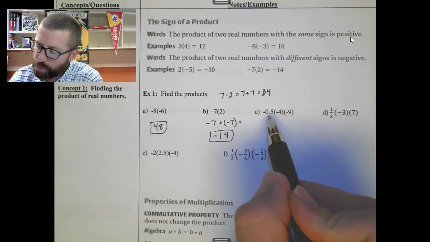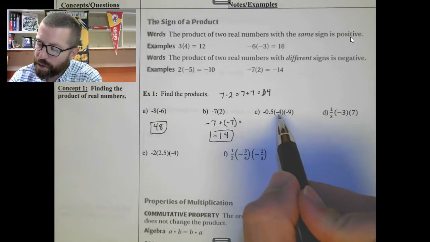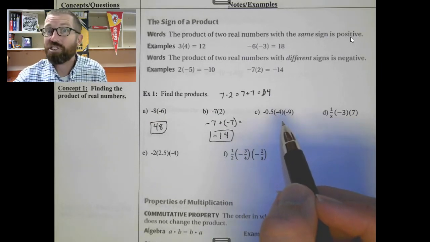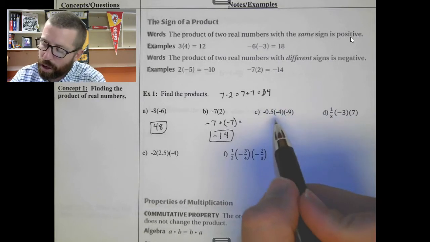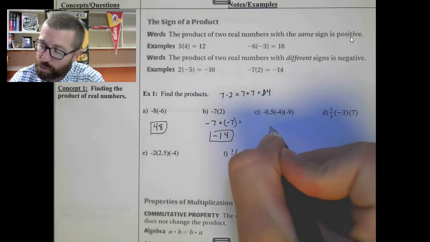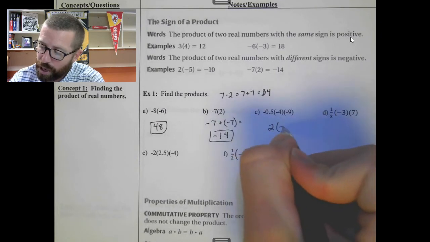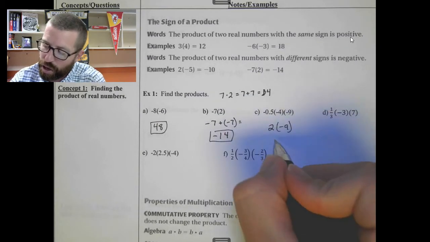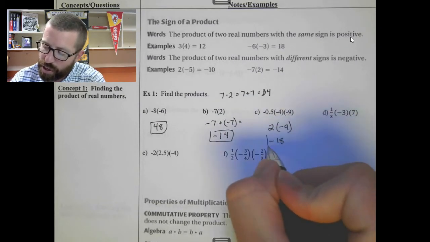Here we have negative 0.5 times negative 4. Multiplying by 0.5 is something you should try to learn to do in your head. It's just dividing by 2. So negative 4 divided by negative 2 would be positive 2, and then times negative 9. So now the signs are different, so it's negative 18.